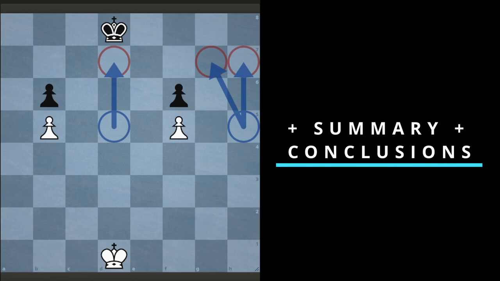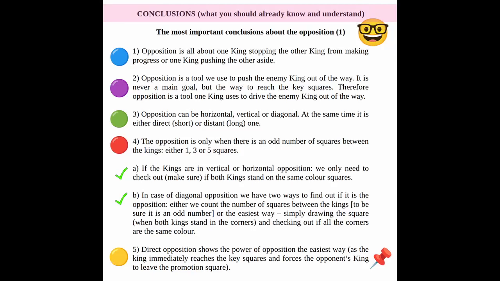What should we know after this lesson? First of all, we need to know that the opposition is all about one king stopping the other king from making progress or one king pushing the other aside. Another thing, you need to know that opposition is just a tool we use to push the enemy king out of the way. It is never a main goal, but the way to reach the key squares. Therefore, opposition is a tool one king uses to drive the enemy king out of the way.